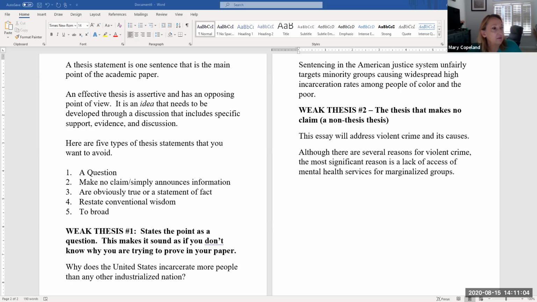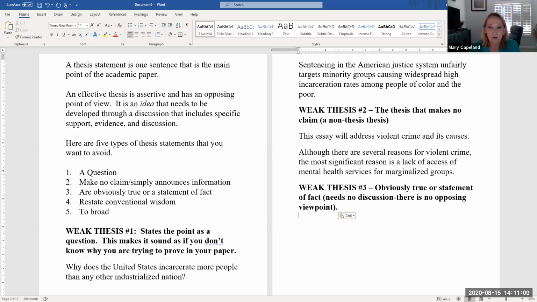The next one is a thesis that is obviously true, or a statement of fact. It needs no discussion. There's no opposing viewpoint. This is probably one of the most common traps that students fall into. And particularly in critical thinking, you want your thesis statement to be thought-provoking. So let me give you an example of an obviously true statement of fact.